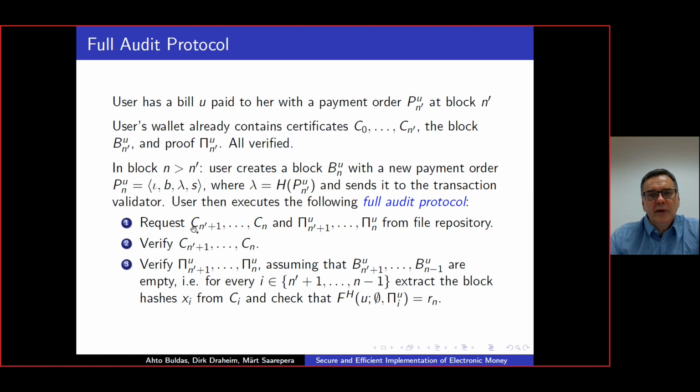It requests certificates Cn prime plus 1 up to Cn, and the proofs from the repository. It verifies the certificates, and it verifies the proofs, assuming that the intermediate blocks are empty. For every intermediate block, it extracts the block hashes and checks whether this fh function indeed results in the block hash.